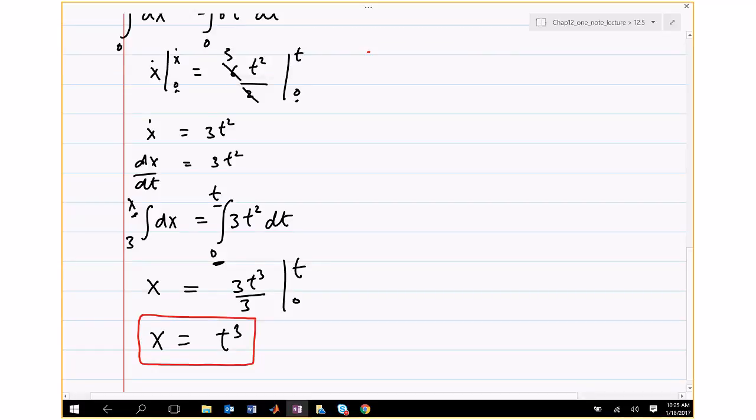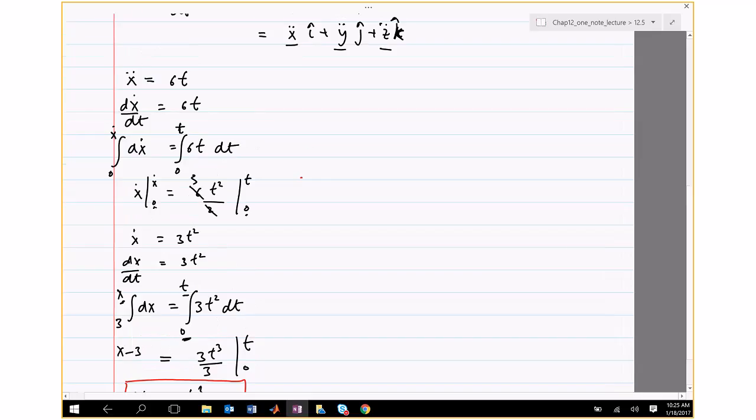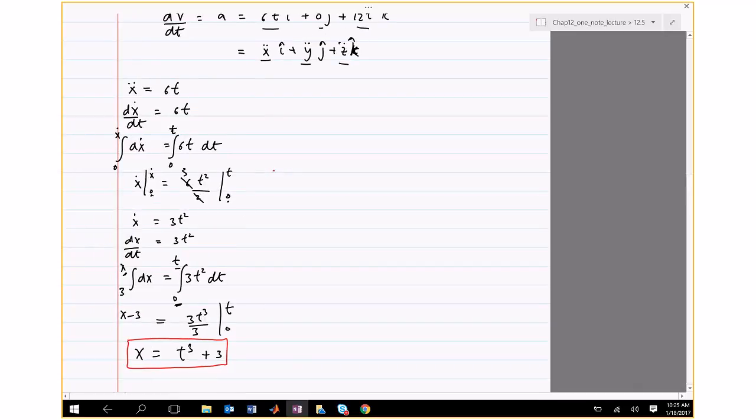Okay, so this will change to x minus 3, and so this will be x equals t cubed plus 3. That's just the x position. You have to do the same thing for y.